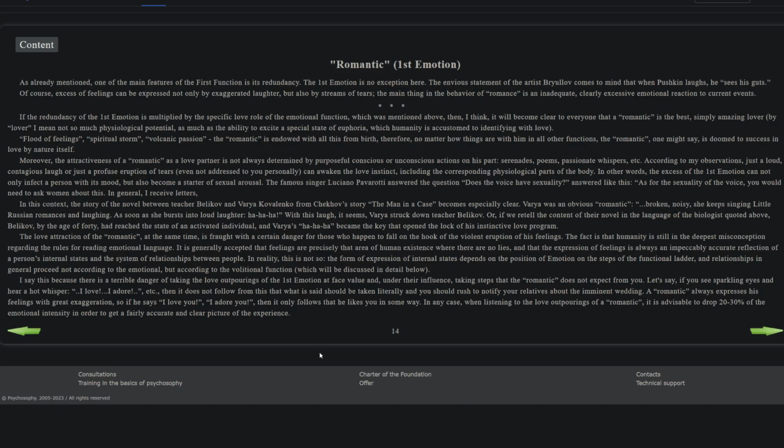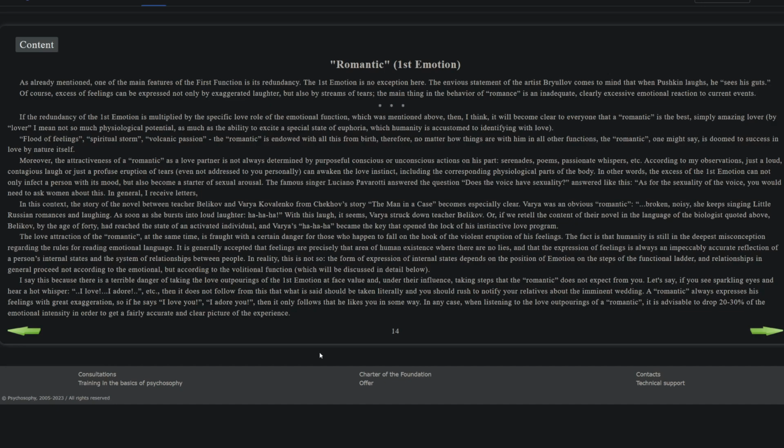Okay. So I say this because there's a terrible danger of taking the love outpourings of the first emotion at face value, and under their influence, taking steps that the romantic does not expect from you.